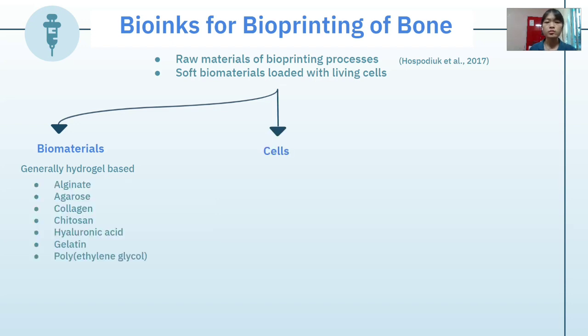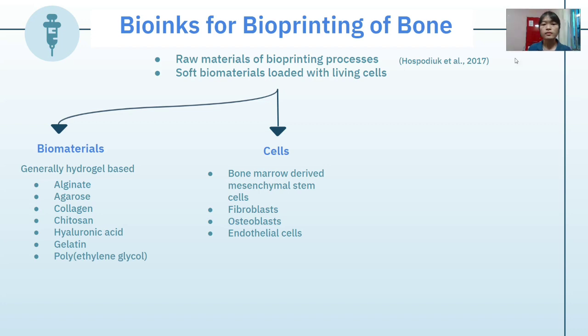Cells are another element of bioink. In bone bioprinting, the cells employed may be bone marrow-derived mesenchymal stem cells, fibroblasts, osteoblasts, and endothelial cells. Next, macromolecules such as growth factors.